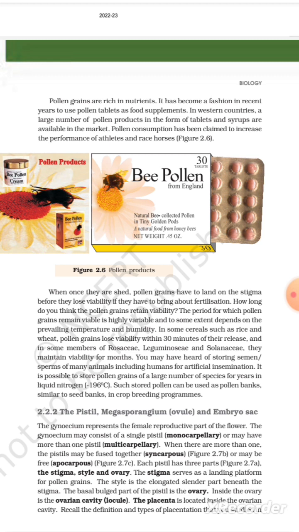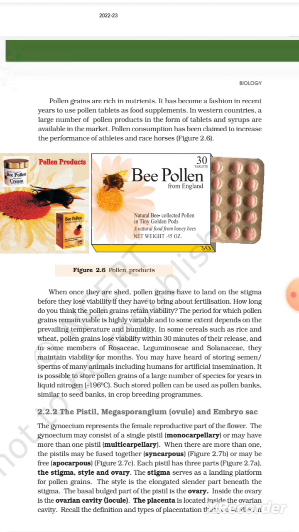Each pistil has three parts (Figure 2.7a): stigma, style and ovary. The stigma serves as a landing platform for pollen grains. The style is the elongated slender part beneath the stigma. The basal bulge part of the pistil is the ovary. Inside the ovary is the ovarian cavity (locule). The placenta is located inside the ovarian cavity.